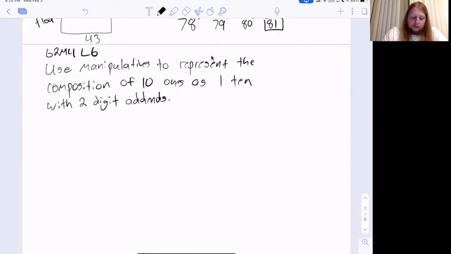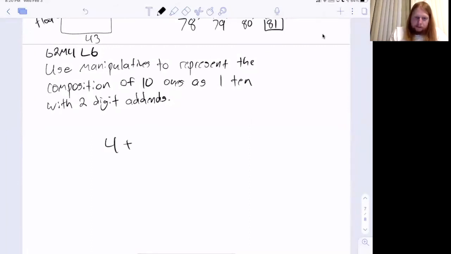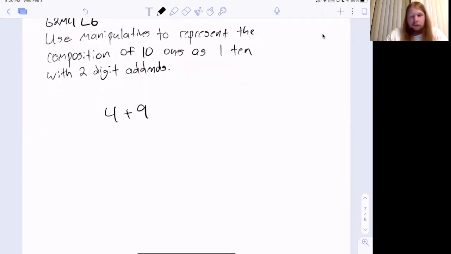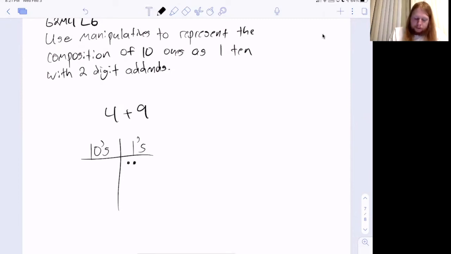All right, so we're going to use manipulatives to represent the composition of 10 ones as 1 ten with 2-digit addends. So I want to look at something like 4 plus 9. We're going to do something that's kind of like place value, but it's not really. So we're going to make a tens chart and a ones chart. So let's start with 4. If we start with 4, how many ones does 4 have? It has 4. So I'm going to draw 4 in the ones place.